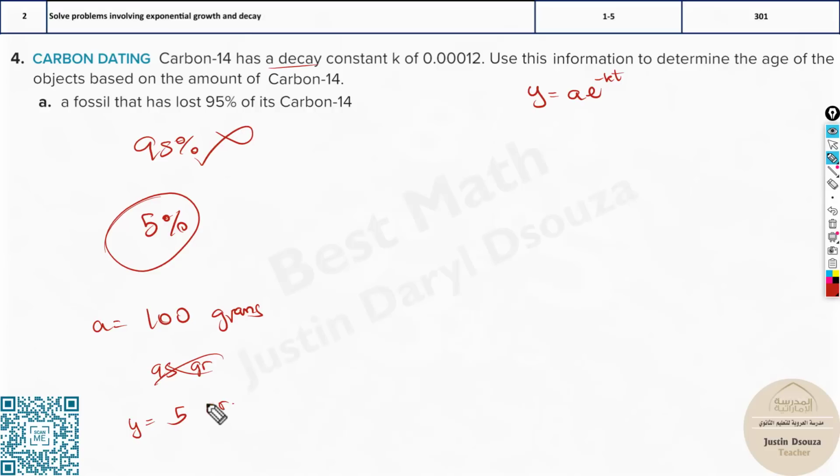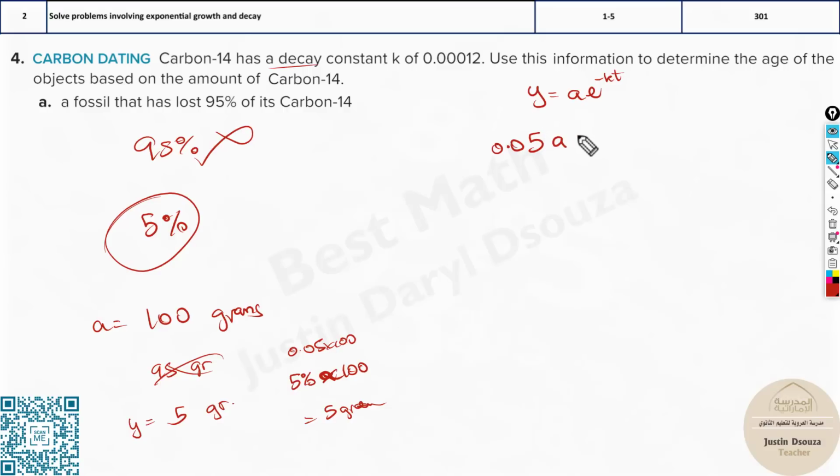Or you can always write such things as 5% of A, of the initial amount, right? 5% multiplied by A, which is 100 grams, you will have 5 grams. So this is the trick over here. Always remember, you should know how much is remaining, not the lost, how much is there. So if 95% is lost, only 5% is there. 5% is always 0.05. 0.05 times 100, that'll be 5.